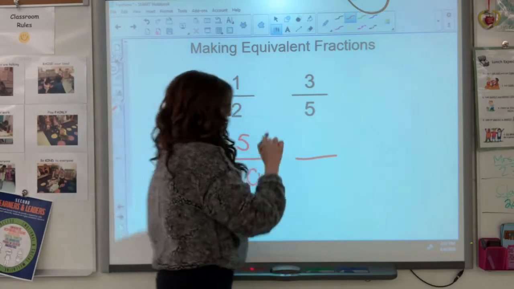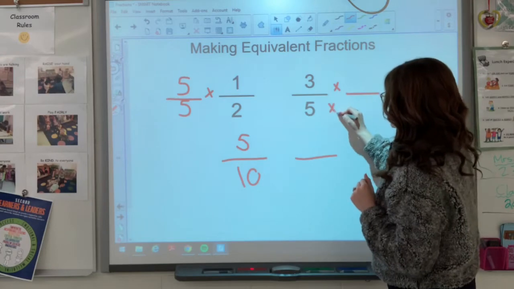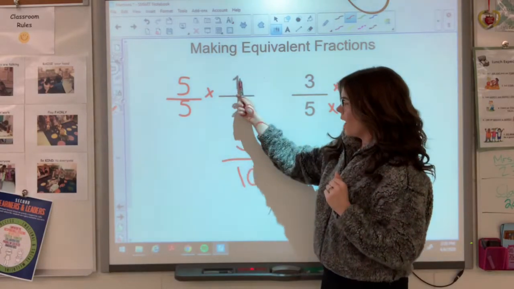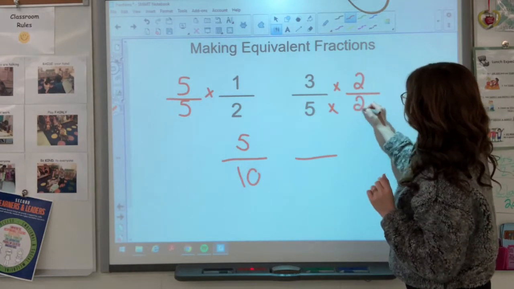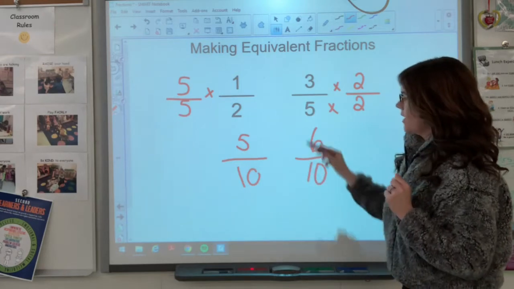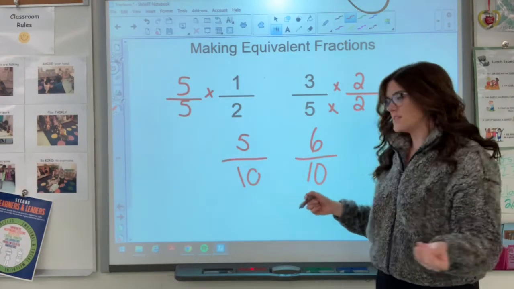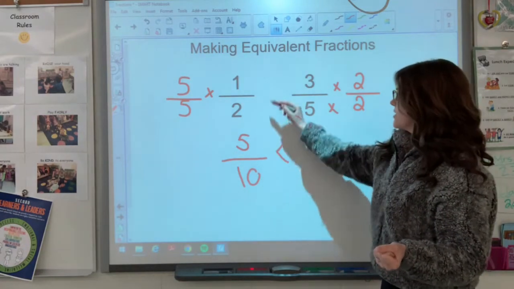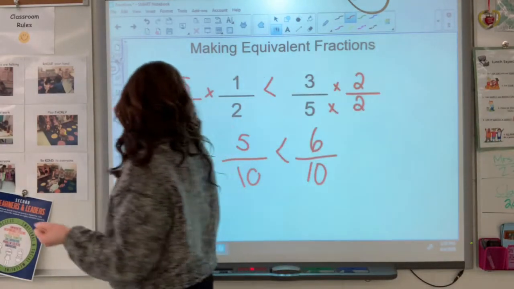Now I have 3/5 over here. If I'm going to do the same thing to the numerator and the denominator, I'm going to multiply it by this fraction's whole. So 1/2, if I were to turn that into a whole, it'd be 2/2. So I'm going to multiply 3 times 2, which is 6, and 5 times 2, which is 10. So I now have two new fractions that have the same denominator. And because we did this last week, this is very easy. You just have to look at the numerator, and 6/10 is bigger than 5/10, so therefore 3/5 is bigger than 1/2.